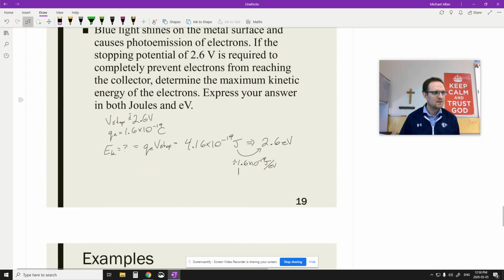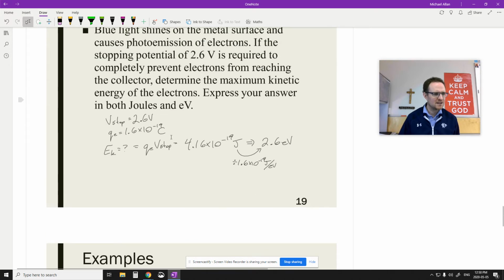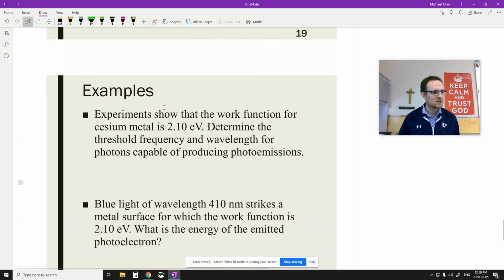Okay? It says express your answer in both joules and electron volts here. It ends up being the same number, because you multiply by 1.6 times 10 to the negative 19, then you divide by 1.6 times 10 to the negative 19. Different units, one's coulombs, one's joules per EV, but they're the same number, so mathematically they cancel each other out. The units don't, though, but the numbers do.